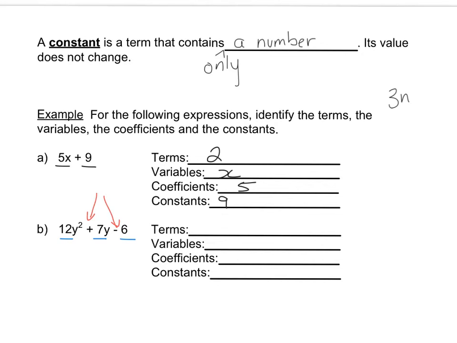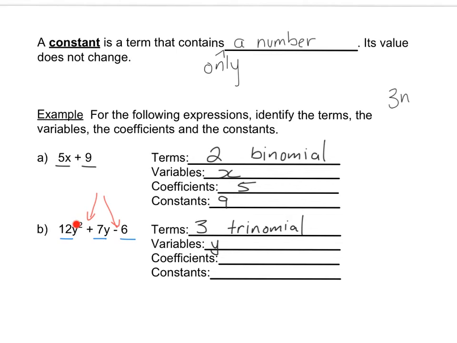So in this situation, how many terms do we have? Right, we have 3 terms. And what we would call something with 3 terms is a trinomial. All right, and the one with 2 terms, the one above, is a binomial. Okay, so you can guess what it is if there's just one, and that would be a monomial. Good job. Okay, so variables in this situation, y.